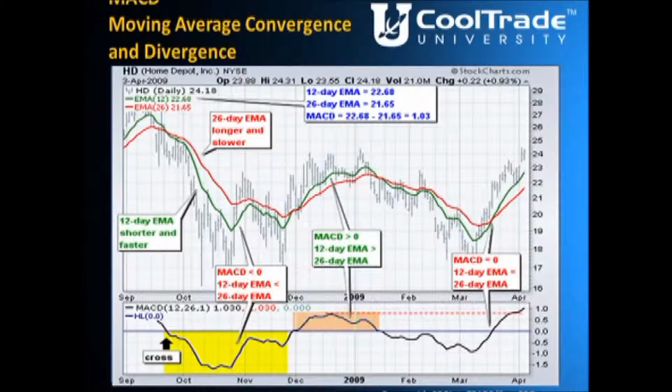The orange area highlights a period of positive MACD values, which is when the 12-day EMA was above the 26-day EMA. Notice that the MACD line remained below 1 during this period. You can see it with the red dotted line. This means the distance between the 12-day EMA and the 26-day EMA was less than 1 point, which is not a big difference. The MACD indicator is special because it brings together momentum and trend in one indicator.